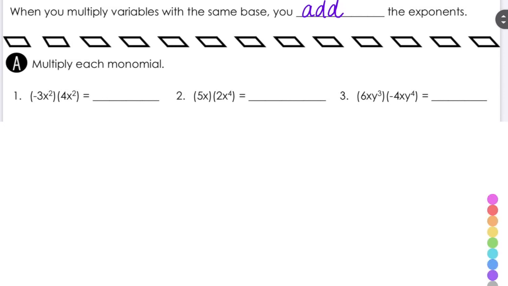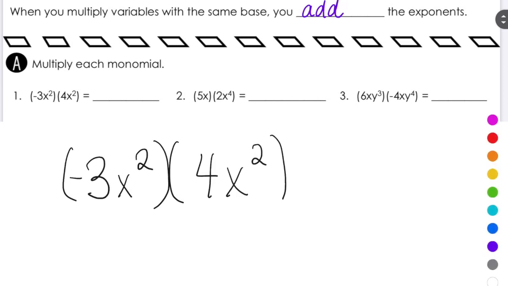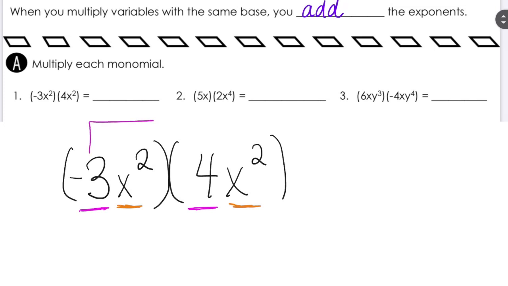So before we do that, I'm just going to write it out bigger so you guys can see what I'm going to be doing. So we have negative 3x squared times 4x squared. So the things that you have to remember is that like goes with like. Numbers go with numbers, and variables go with variables. So x's will go with x's. So we just have to multiply the numbers together. So negative 3 times 4 would give me negative 12.